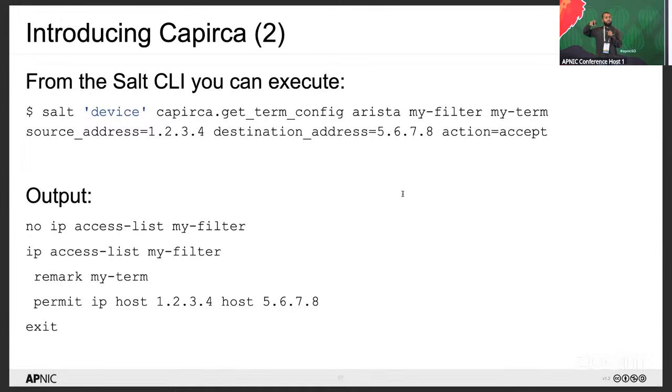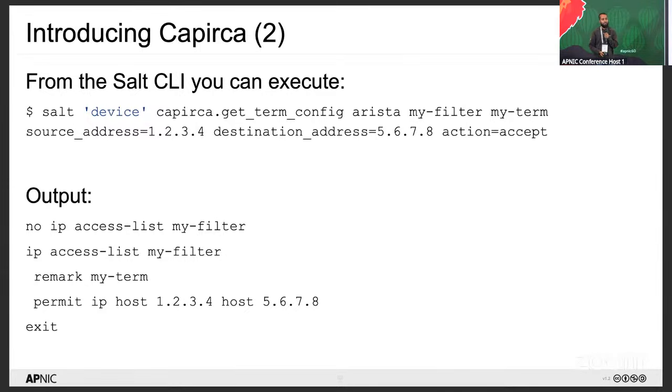Many vendors do not have a term, so it will become a description or a remark. Then you give the source address, the destination address, and the action you want, whether you want to drop it or permit it. Because you wanted Arista, it will make the Arista-specific command.